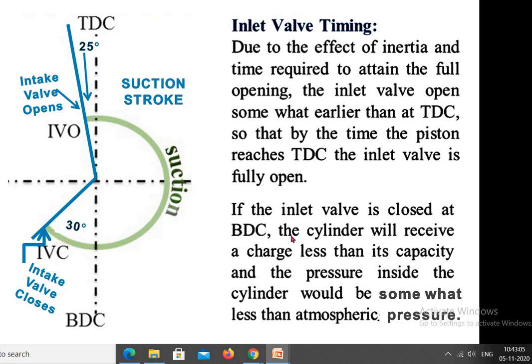If the inlet valve is closed at BDC, meaning when the piston reaches bottom dead center, the cylinder will receive a charge less than its capacity, and the pressure inside the cylinder would be somewhat less than atmospheric pressure. That is why the inlet valve closes late, 30 degrees after the piston has traveled from bottom dead center towards top dead center in the compression stroke. Due to late closing, the maximum amount of charge can enter the cylinder. So to increase the charge inside the cylinder and to eliminate the vacuum pressure, that is, pressure less than atmospheric pressure, the intake valve closes late in the compression stroke.